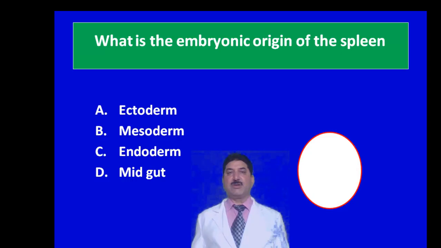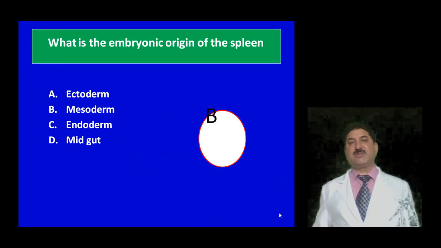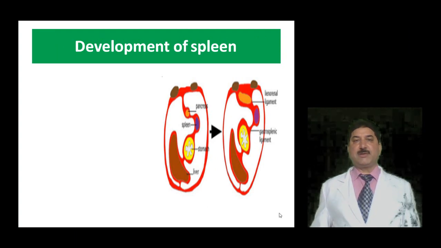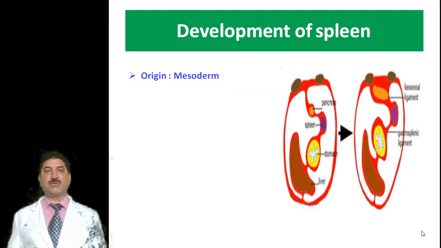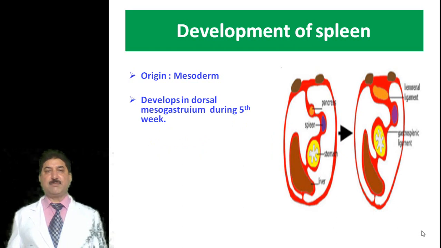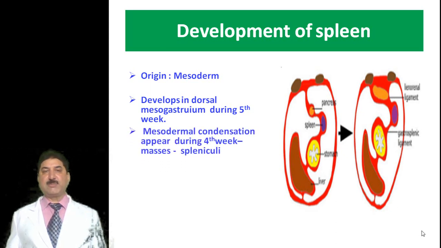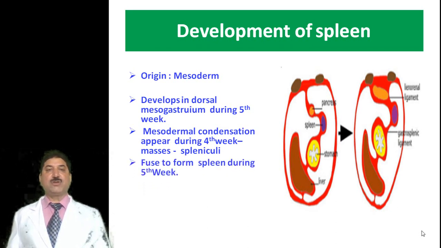Which is the embryonic origin of spleen? Ectoderm, mesoderm, endoderm, midgut. Mesoderm is the correct option. Development of spleen: spleen is of mesodermal origin. It develops in dorsal mesogastrium during fifth week of intrauterine life in its left layer. Mesodermal condensations appear during fourth week. These mesodermal masses are called spleniculi. They fuse to form spleen during fifth week of intrauterine life.